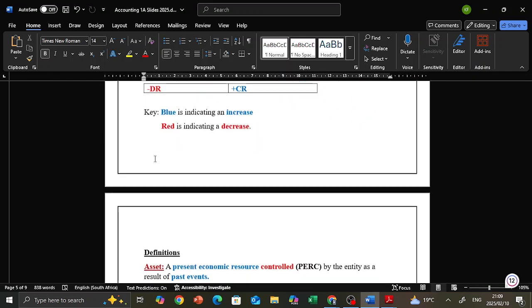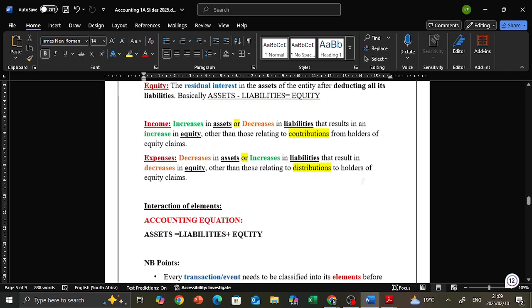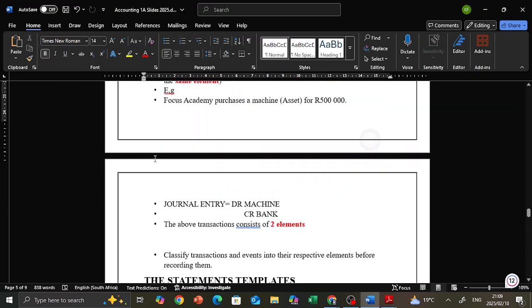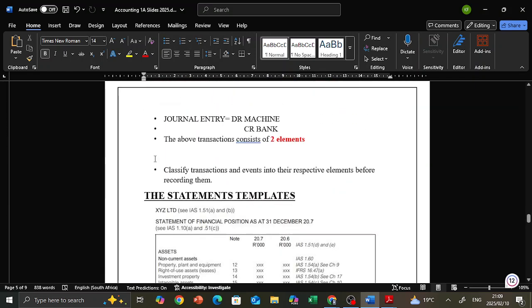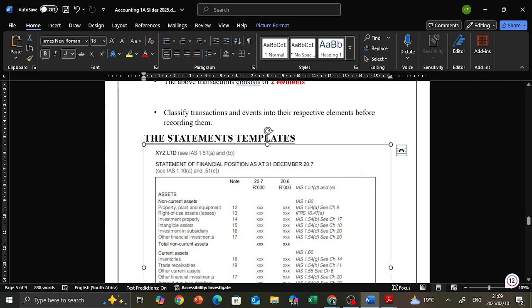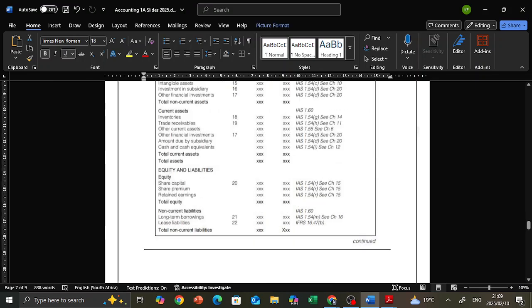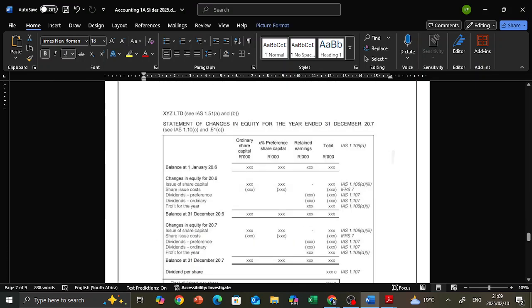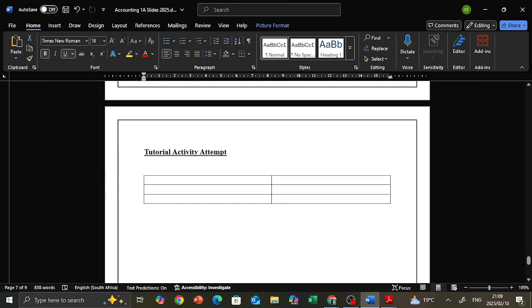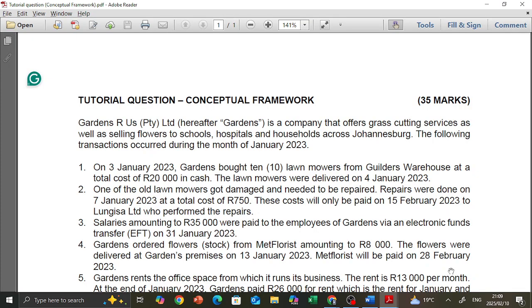Okay, sharp. Let's get into application, right? Your lecturer started giving you brief application questions and examples of how to apply. So, let me try my best to get into this as quickly as possible. Let's go to the second document.